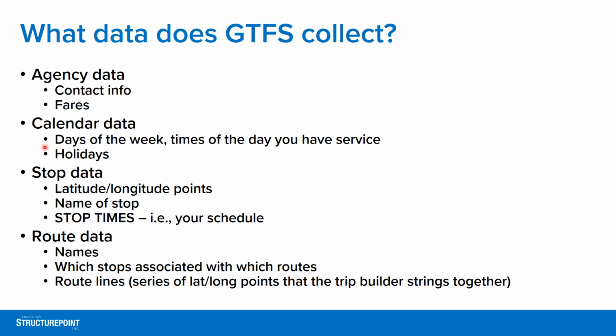The calendar data tells the system what days of the week the service is going to run, and whether you have reduced service on holidays, and if so, how it's reduced.